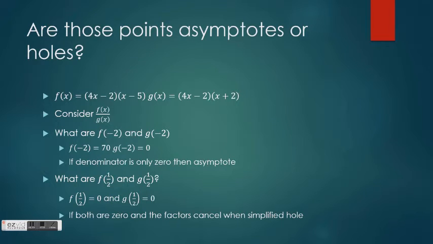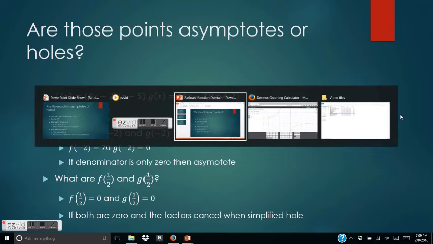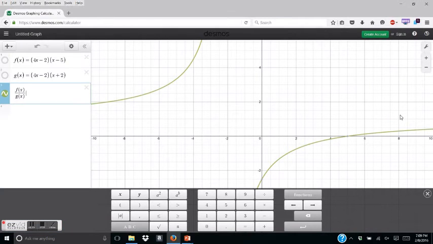Well, we also have the other situation where f of 1/2 is 0 and g of 1/2 is 0, so both of them are 0. We also want to make sure that both factors cancel from the numerator and denominator when you simplify it. When we simplify the above equation, 4x minus 2 and 4x minus 2 will cancel, which will leave us the function (x minus 5) divided by (x plus 2). So that factor is completely gone, which means that it will be a hole.